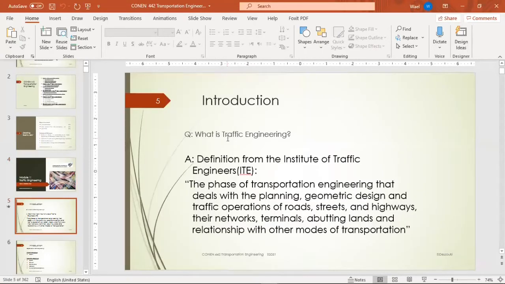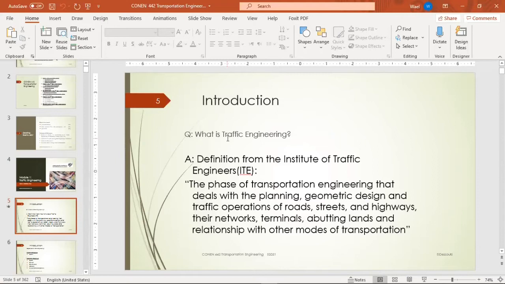Introduction. First of all, what is traffic engineering? How can we define it? Definition of traffic engineering according to the Institute of Traffic Engineers. It says that it's the phase of transportation engineering that deals with the planning, geometric design, and traffic operations of roads, streets, and highways, their networks, terminals, abutting lands, and relationship with other modes of transportation.